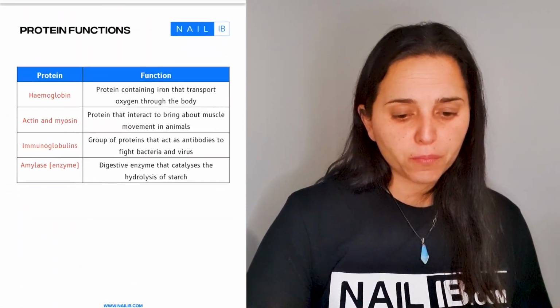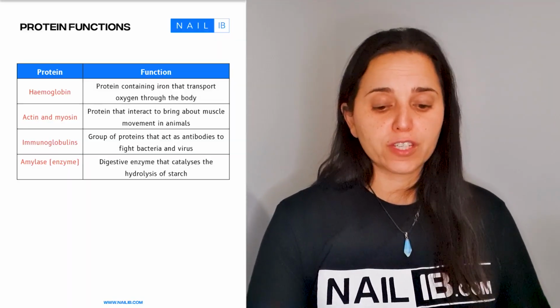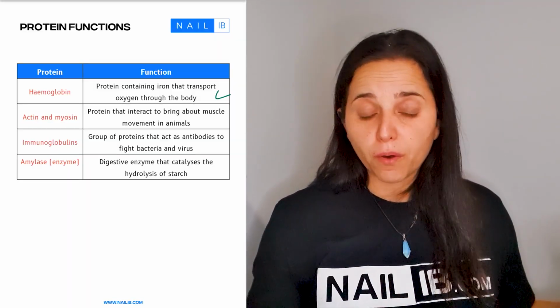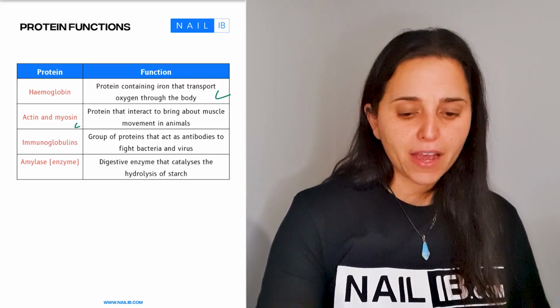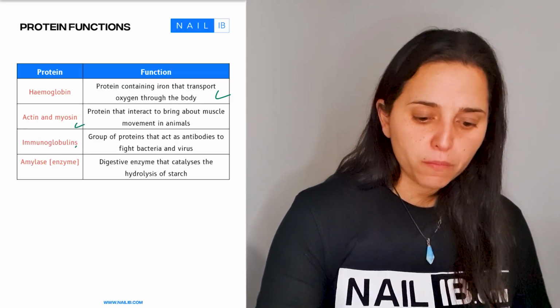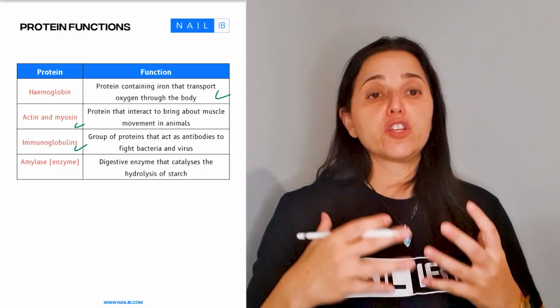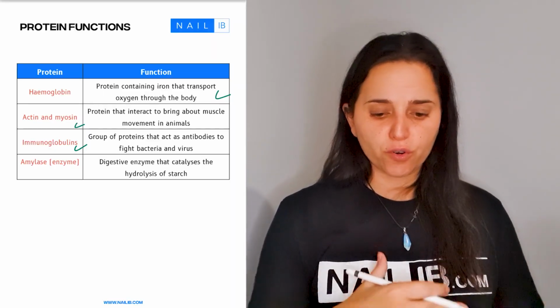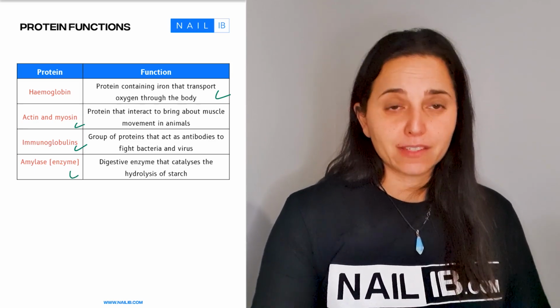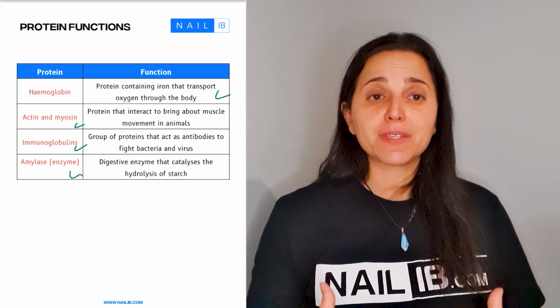So here are other types of proteins that you probably have heard before, such as hemoglobin. Hemoglobin is also a protein that is carrying oxygen throughout your body. You also have actin and myosin. These two proteins make up your muscle. The immunoglobulins are the ones fighting in your immune system, fighting allergies, bacteria and viruses. And amylase, which is an enzyme. All the enzymes are proteins.